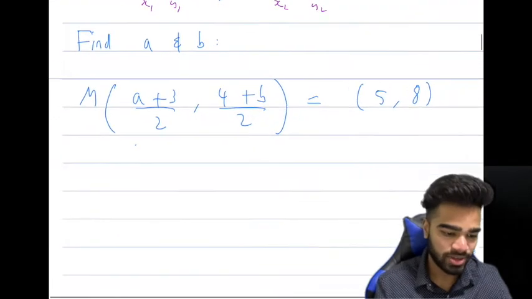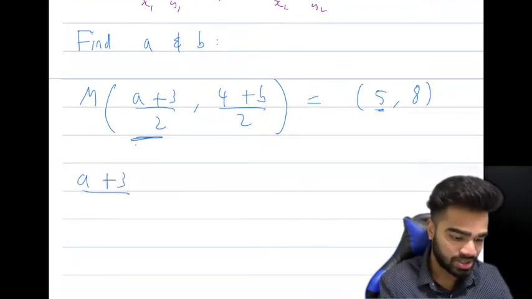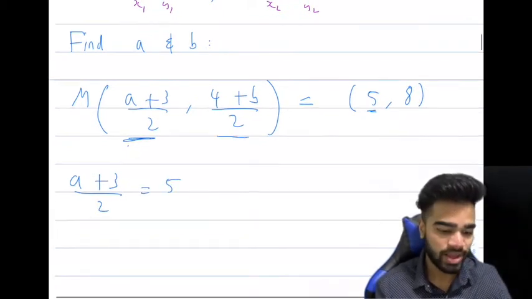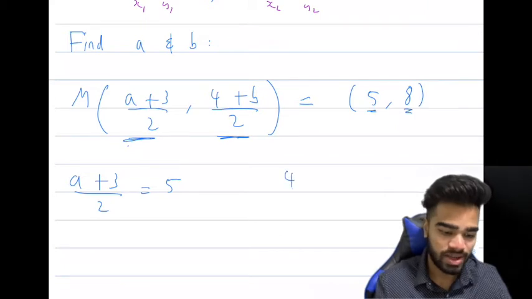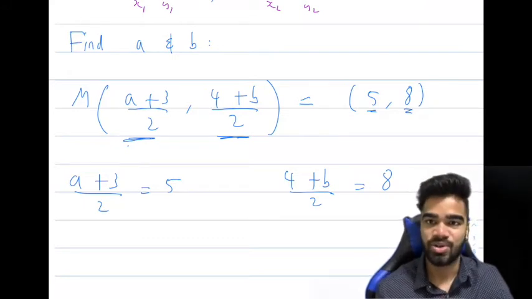So from here, it's really simple, guys. The x coordinate has to be the same. So pretty much a plus 3 over 2 is equal to 5, because the x coordinates have to be the same. And the y coordinates have to be the same. So you have 4 plus b over 2 is equal to 8. From here, it's really simple. Just solve for a and b.